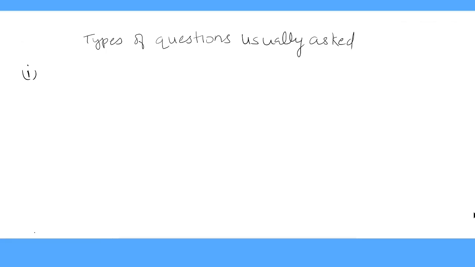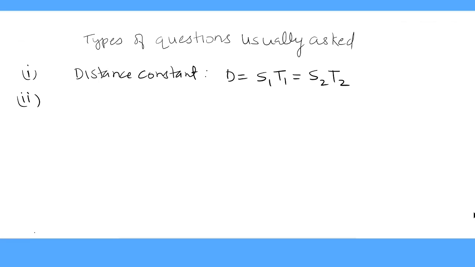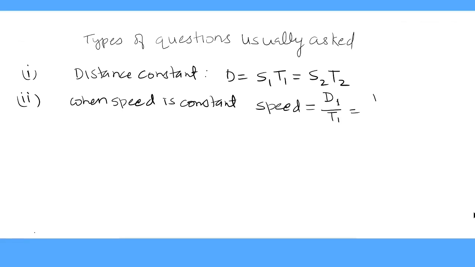So the first type of questions are asked when the distance is constant. When the distance is constant, then d equal to s1 into t1 equal to s2 into t2. That is, when the distance is constant, then speed 1 into time 1 equal to speed 2 into time 2, or s1 t1 equal to s2 t2. In the second type of questions, when speed is constant or speed is same, in that case speed equal to distance upon time. So d1 upon t1 equal to d2 upon t2.